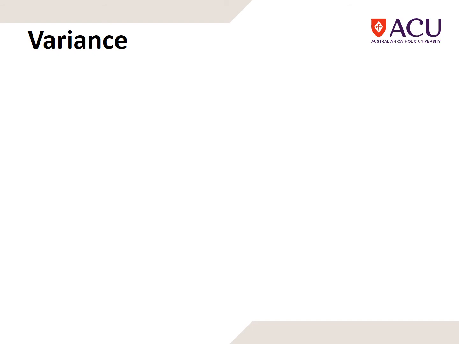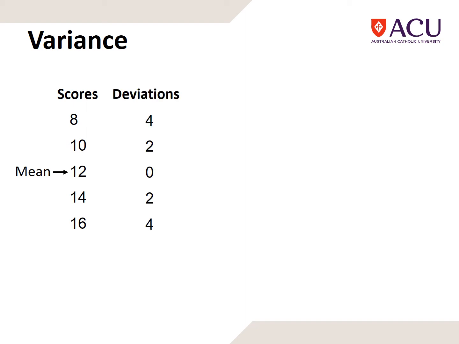Let's make sense of this a little more with an example. Say we've got 5 individuals, and I've given them all a math test, where the maximum score is 20. One scored 8, one scored 10, one scored 12, one scored 14, and one scored 16. Hopefully it's pretty obvious that the mean of that data is 12. If we look at the deviations, what's the difference between that first score of 8 and 12? That's 4.